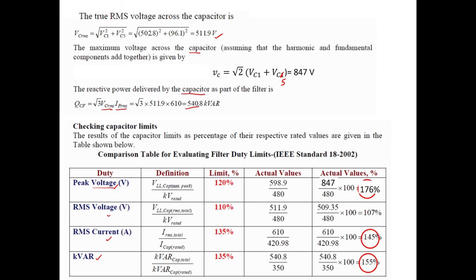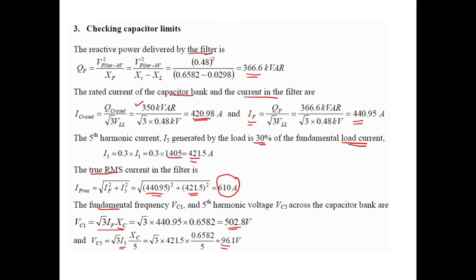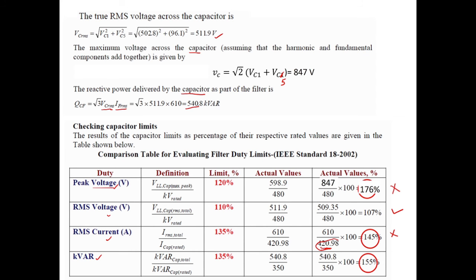But those are the actual values. So over here the actual value exceeded the limit, so this is not okay, this is okay, this is not okay, right? Because this is the root mean square current, and this is the rated current of the capacitor, 420, as we have already calculated. Remember, we calculated this one over here. That is the rated current that flows through the capacitor. So this is also not okay, it exceeds the limit.